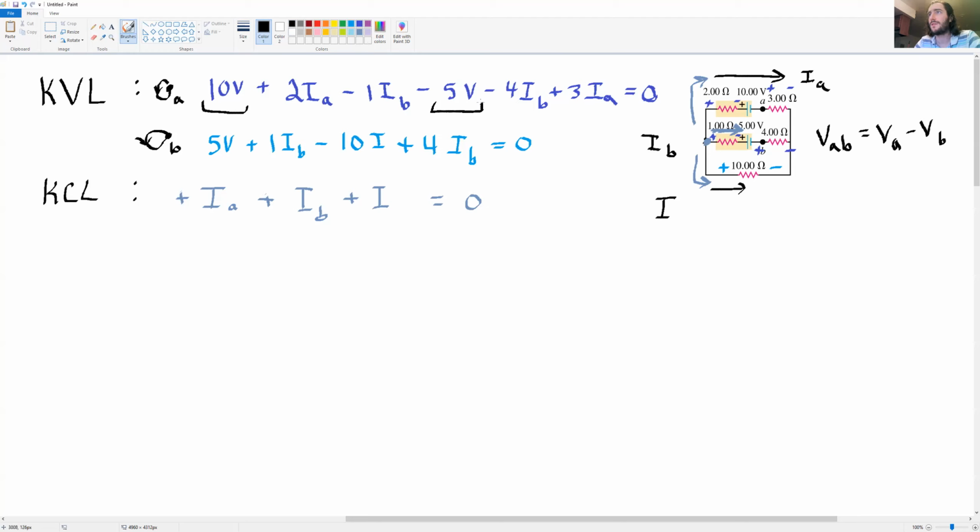In the top term, I have some numbers I can simplify here. So 10 volts minus 5 volts is 5 volts. I have a 2IA and a 3IA here, so that's going to be 5IA. And I have here, I'll use green, a minus 1IB and a minus 4IB. So that's going to be a minus 5IB. And then all of this should be equal to 0.